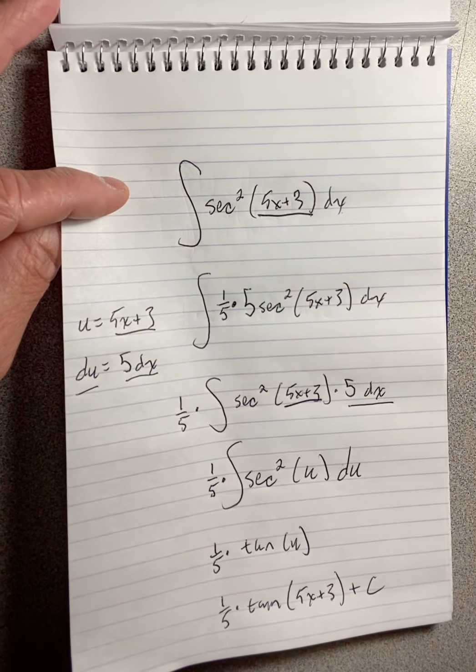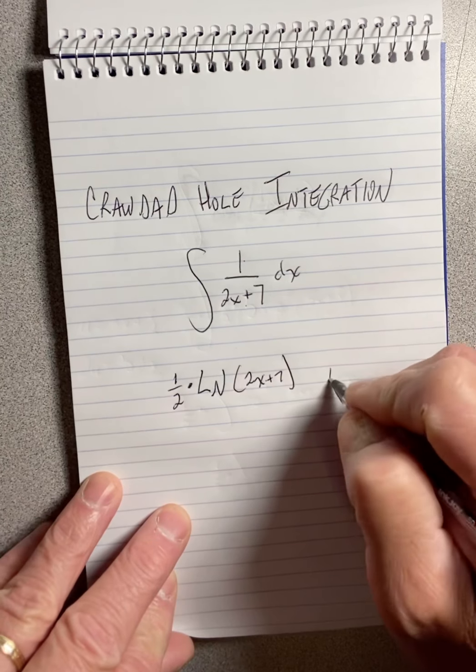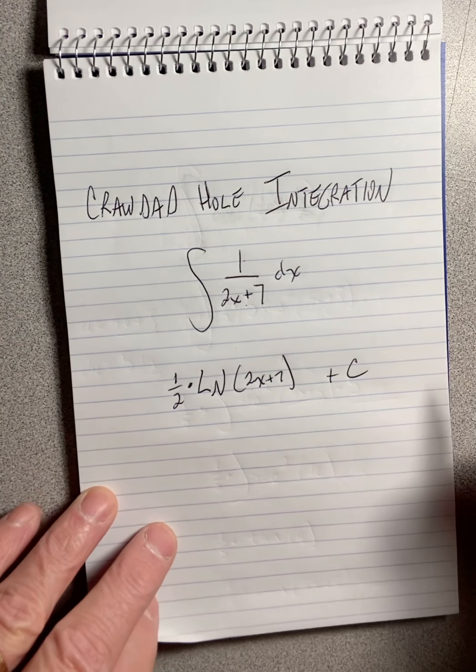So here we can use crawdad hole integration. We have a line. Now, normally this would just be 1 over x. You know, you get the natural log of x. Our x is the line 2x plus 7. But this was a line, so I take the reciprocal of the slope and I put it out front. And then I add my plus c. That was very easy. Let's check it.